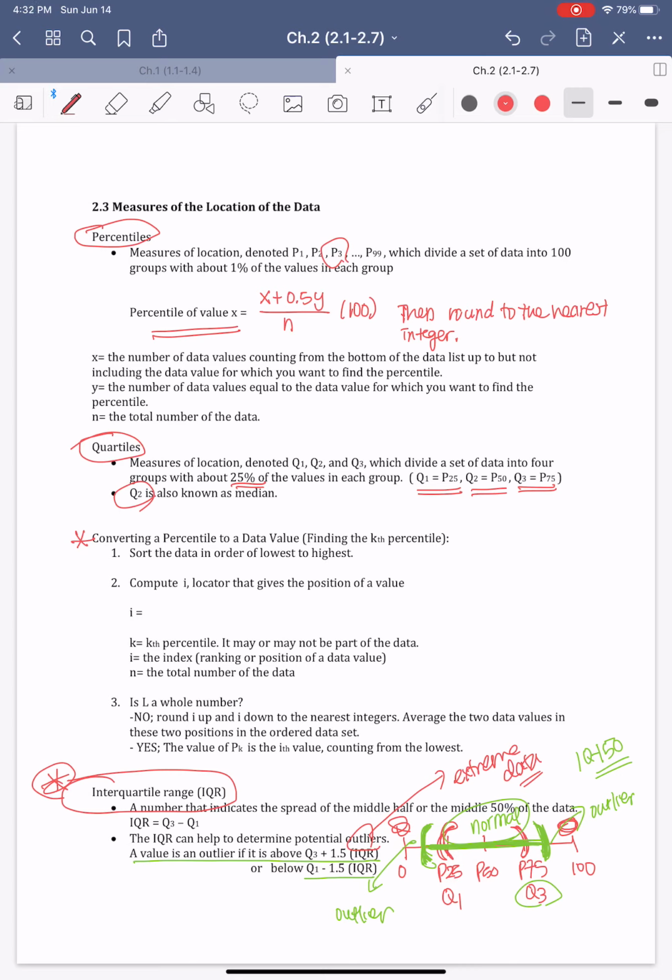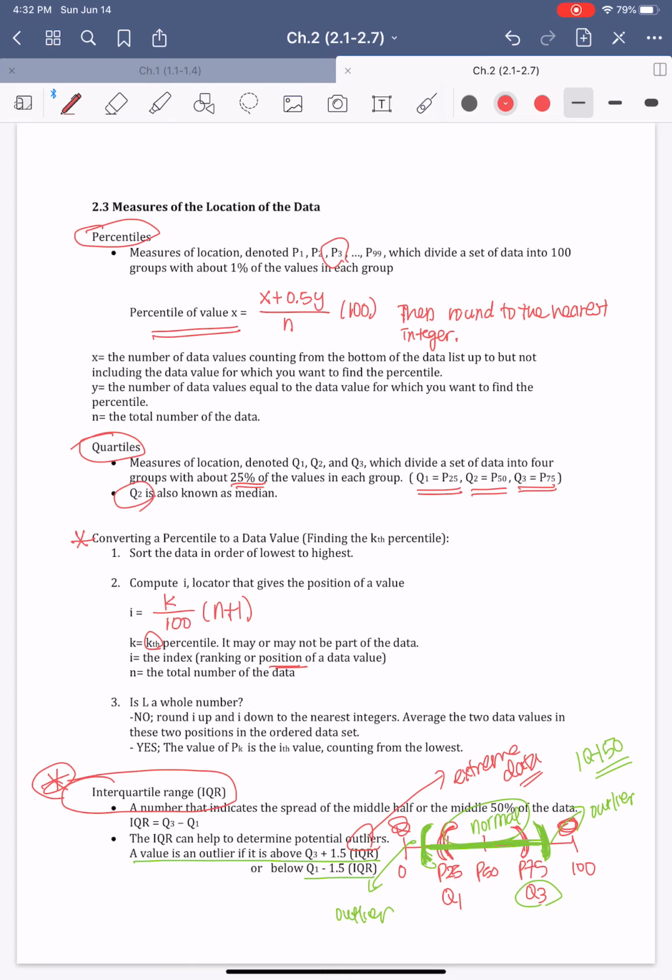Compute I, we call it the locator, that gives the position of a value. I is defined as k over 100 times n plus 1, where k represents the kth percentile. This will be given in your problem. I is the index, or the position of the data value, and n is the total number, also known as the sample size. Now, there's a typo.